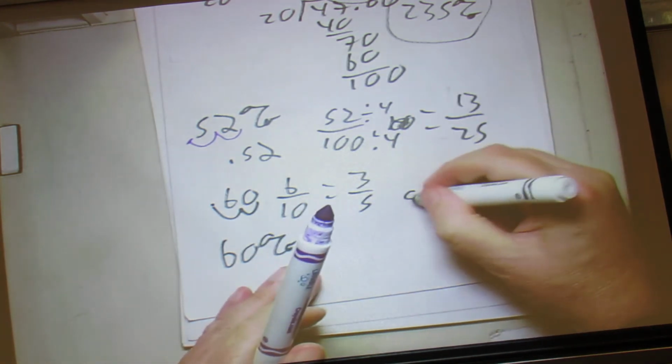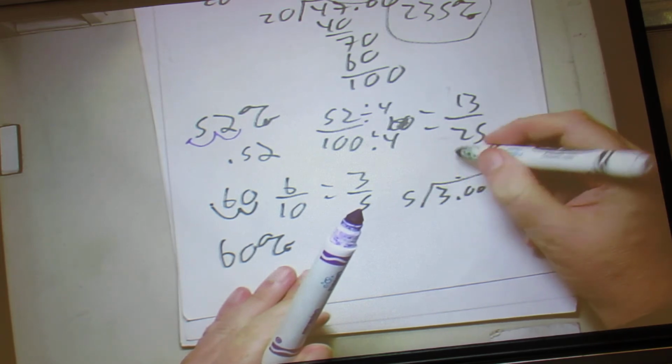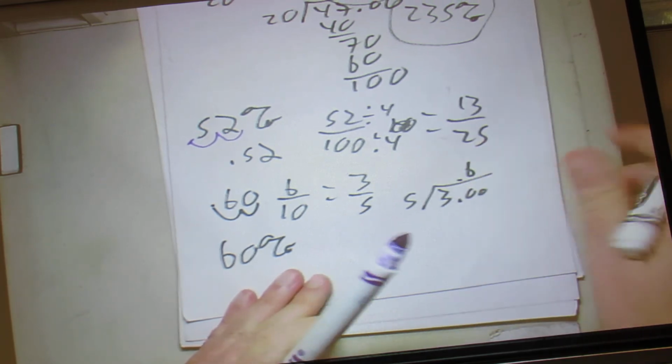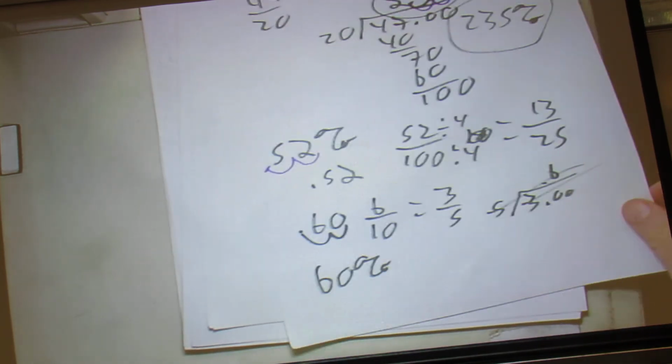We can also say 5 into 3, and it goes 6. But that's just going back to where we were. So let's just do this. That's just to show you can do it either way. Sometimes you're just going to get back to where you were.